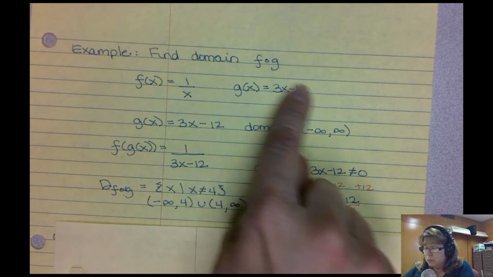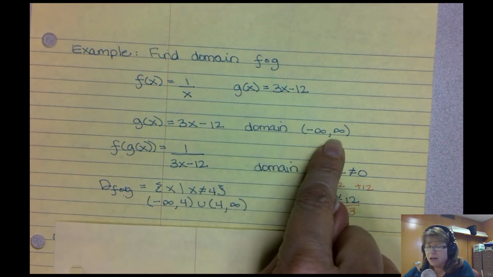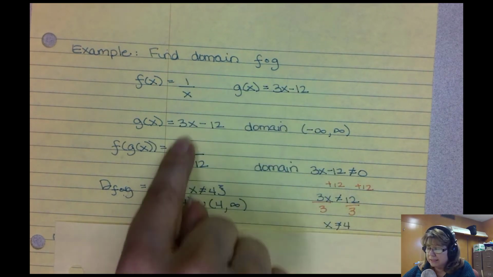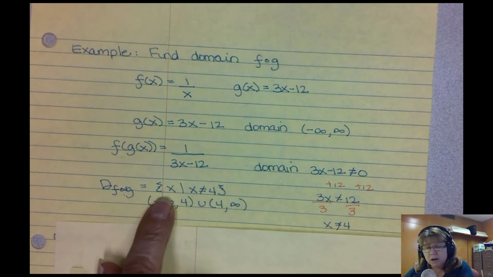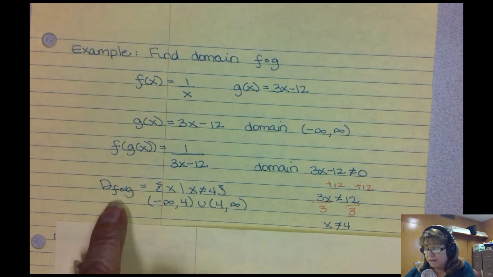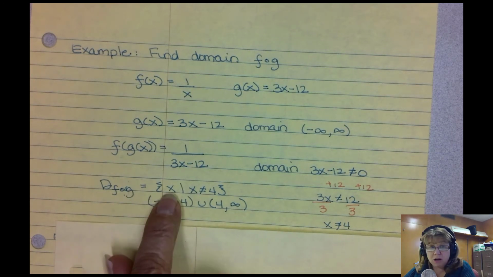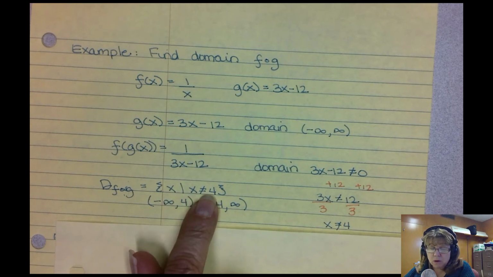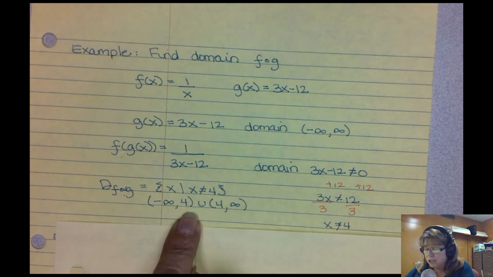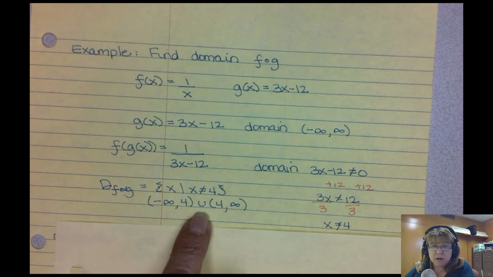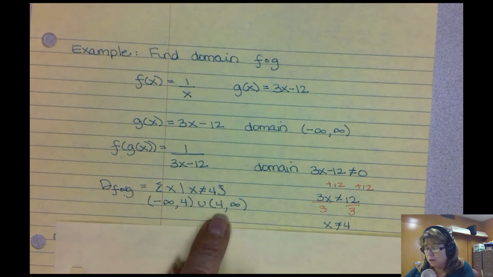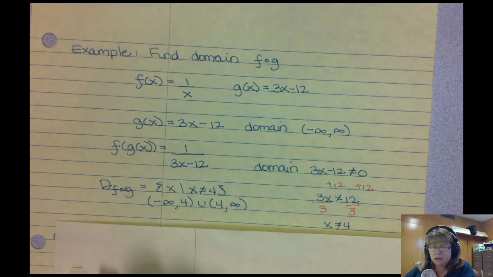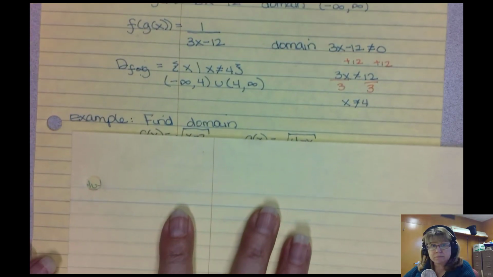Now, the g portion of it, we are totally allowed everything. But once we get this g inside f, we are no longer allowed 4. And therefore, our domain for the f of g is going to be all x's such that x does not equal 4, or in interval notation, negative infinity to 4 union with 4 to infinity, not including the 4 on both of those. Okay, let's take a look at another one.